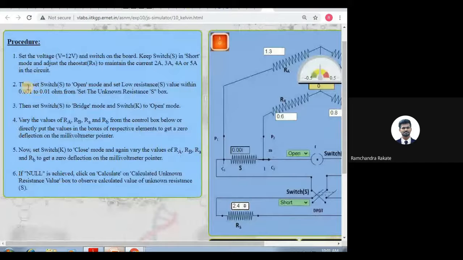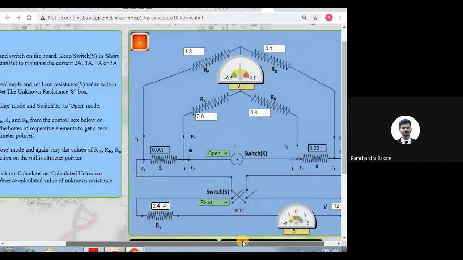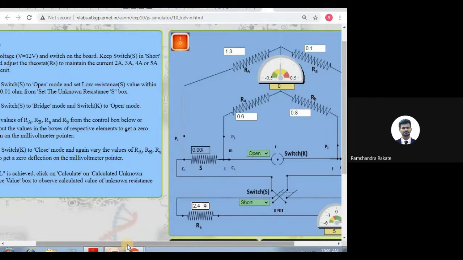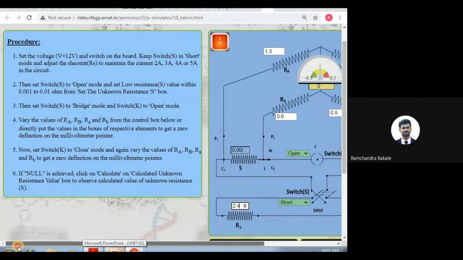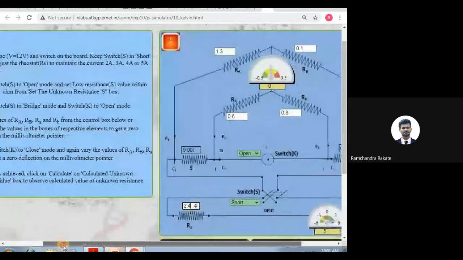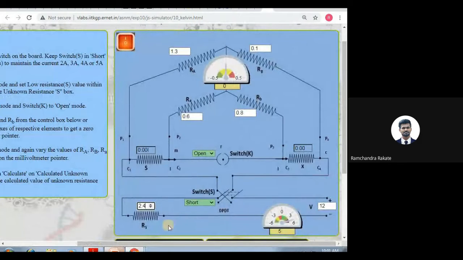So the first step is that we keep the voltage at 12 volt. We will switch on the board, then we will vary the resistance, and according to the resistance, the ammeter reading is going to change. That is the first step.